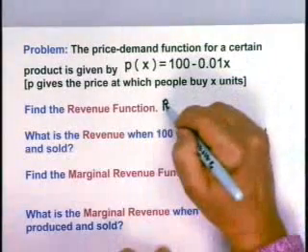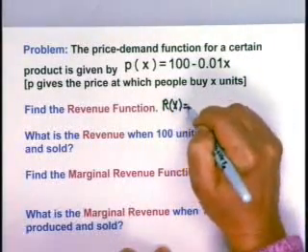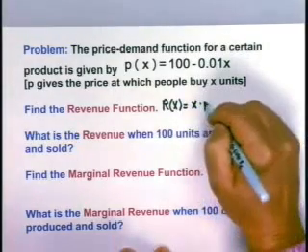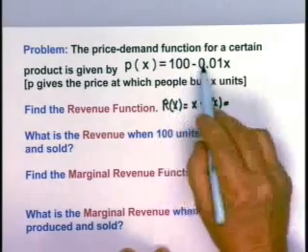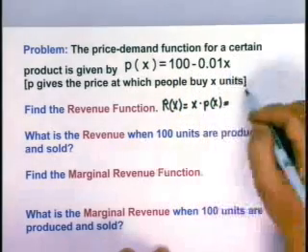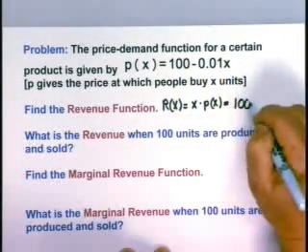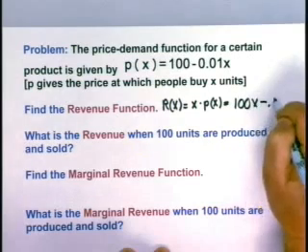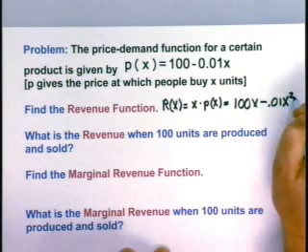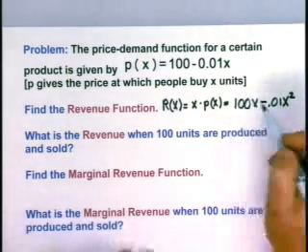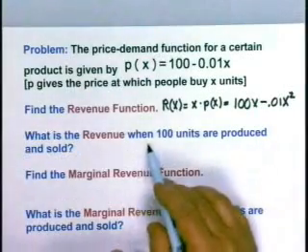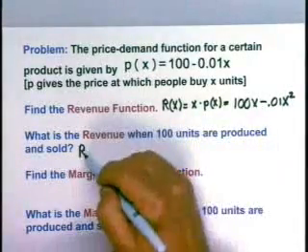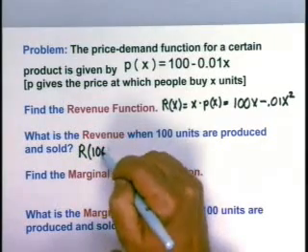Well, the revenue function is equal to x times the price-demand function. So I'm going to take x and multiply it by 100 minus 0.01x. This would give 100x minus 0.01x squared for the revenue function. What is the revenue when 100 units are produced and sold? Well, I would plug 100 into the revenue function.